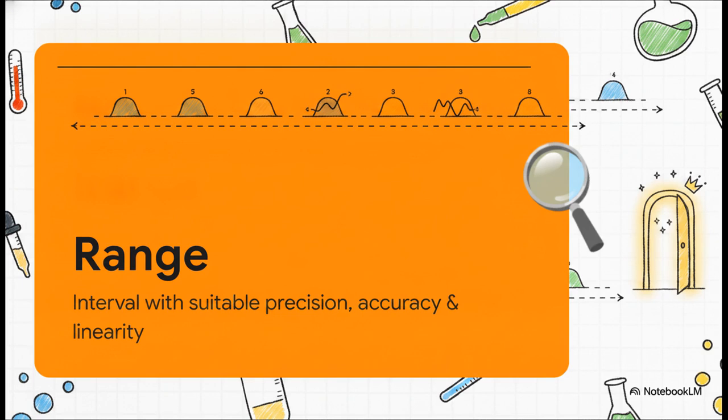Think of range as your method's Goldilocks window. It's the safe zone right between the lowest and highest amounts where our test still works perfectly and gives us results we can actually trust.